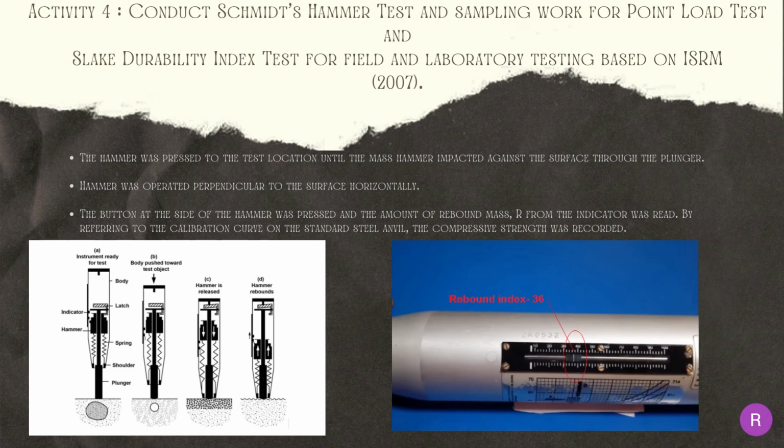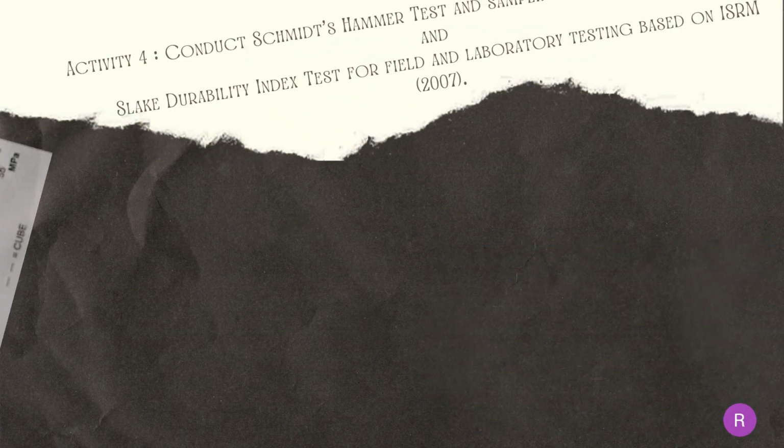Next, the point of impact of the rebound hammer on the concrete surface should be at least 20 millimeters away from the edge or shape discontinuity. And lastly, six readings of rebound number are taken at each point of testing, and an average of the readings is taken as the rebound index or Schmidt index for the corresponding point of observation on the concrete surface.